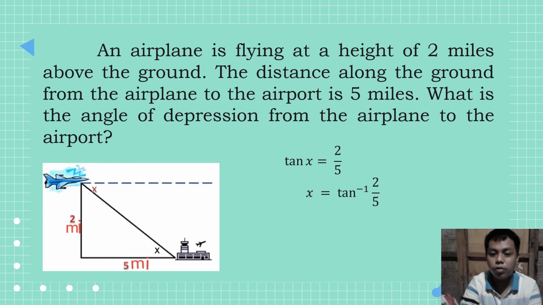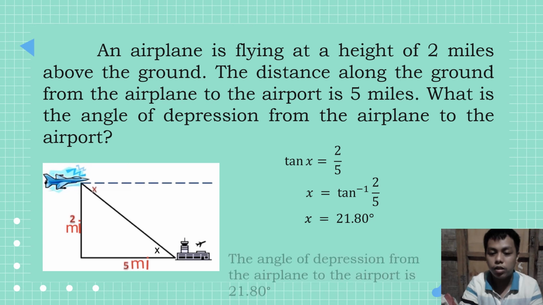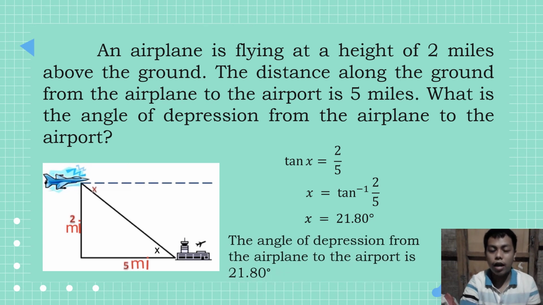Since we are asked to find the angle, we will use the arctan. So that would be x equals arctan 2/5. And the value of x, by using a calculator, we will have 21.80 degrees. The angle of depression from the airplane to the airport is 21.80 degrees. Did you understand the lesson?